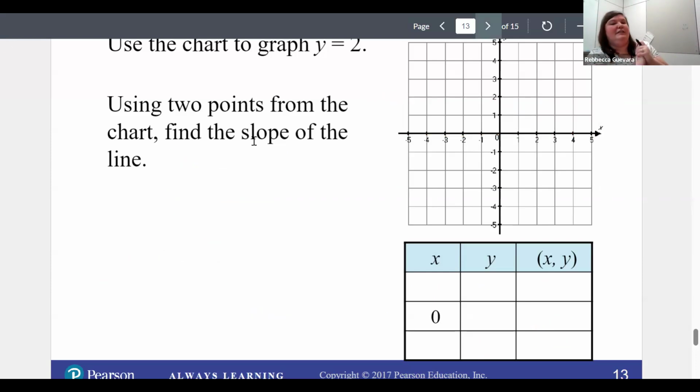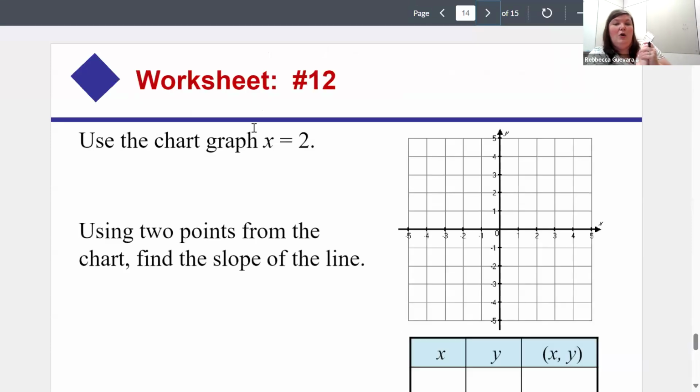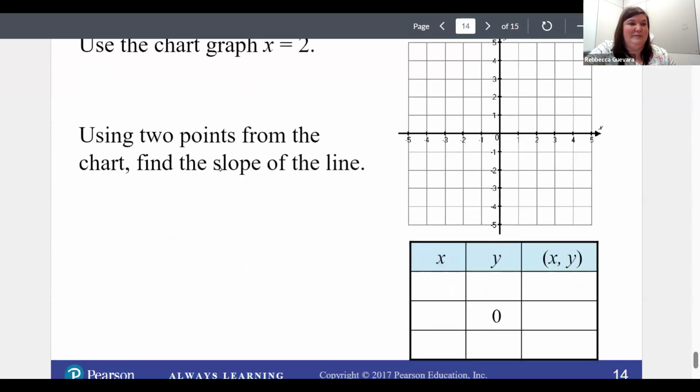We look at our next part here. So 12, we want to use that chart again, but this time we have x is equal to 2. So it's a very similar idea. We've got x is equal to 2, which means if we pick points for y, if y is 0, x has no choice but to be 2. If y is -2, x has no choice but to be 2. If y is -5, x has no choice but to be 2.